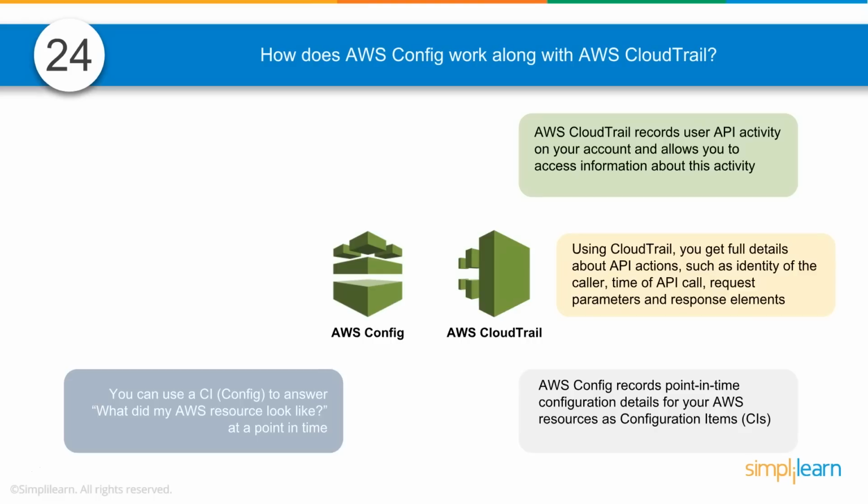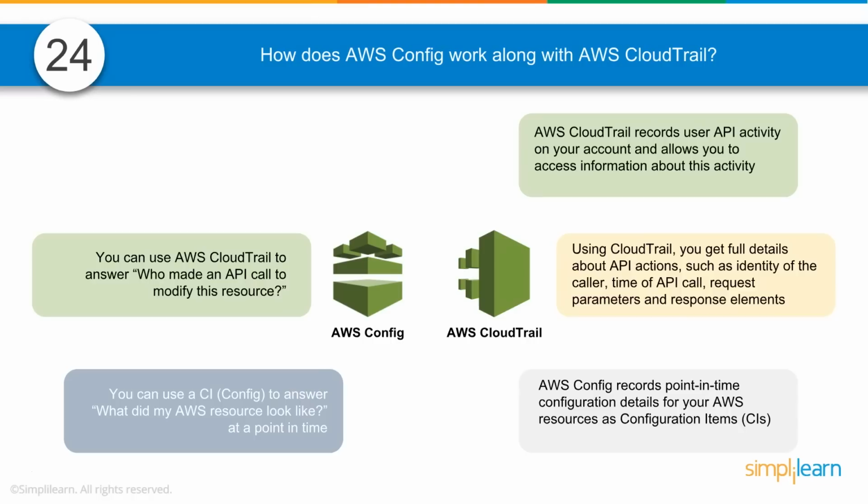For example, at a given point, what are all the resources that were present in my environment? What are the configurations of those resources at a given point? They get captured in AWS Config. Right? So with that information, you can always answer the question, what did my AWS resource look like at a given point in time? That question gets answered when we use AWS Config.